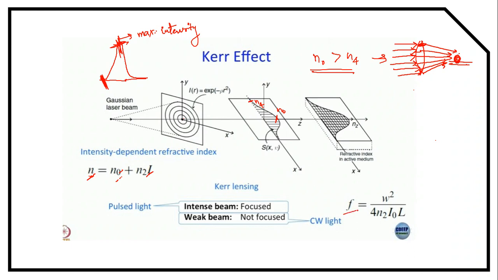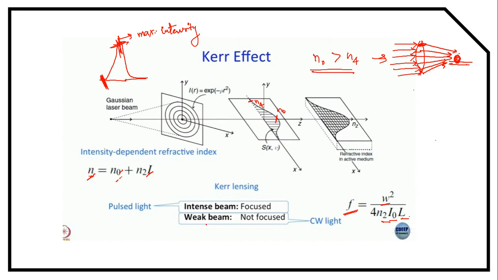Here also we have given one relation, that is f for the focal length. The focal length of the Kerr lens depends on w square over 4 n2 I naught into L, where L is again the length of the cavity, I naught is the intensity of the incident beam, n2 is the nonlinear refractive index, and w is the width. Okay, and also there is one more important point.